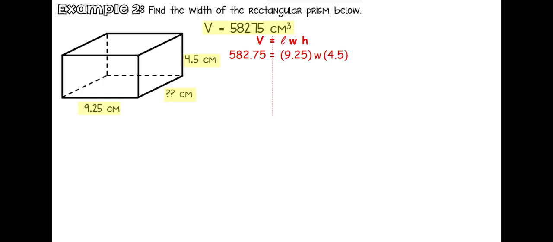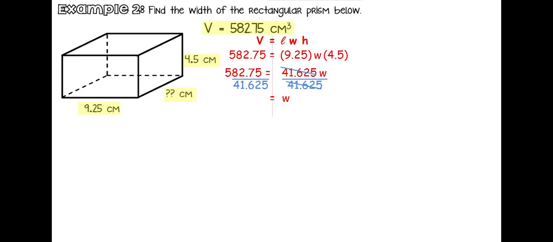Okay, let's go ahead and simplify that. So bring down the 582.75, your equal sign, and then 9.25 times 4.5 is 41.625. Bring down your W. I'm asked to solve for my width, so to get my W by itself, I'm going to divide by 41.625. Do the same thing on the other side. And we did that because 41.625 divided by itself is just 1. And 1 times W is just W.